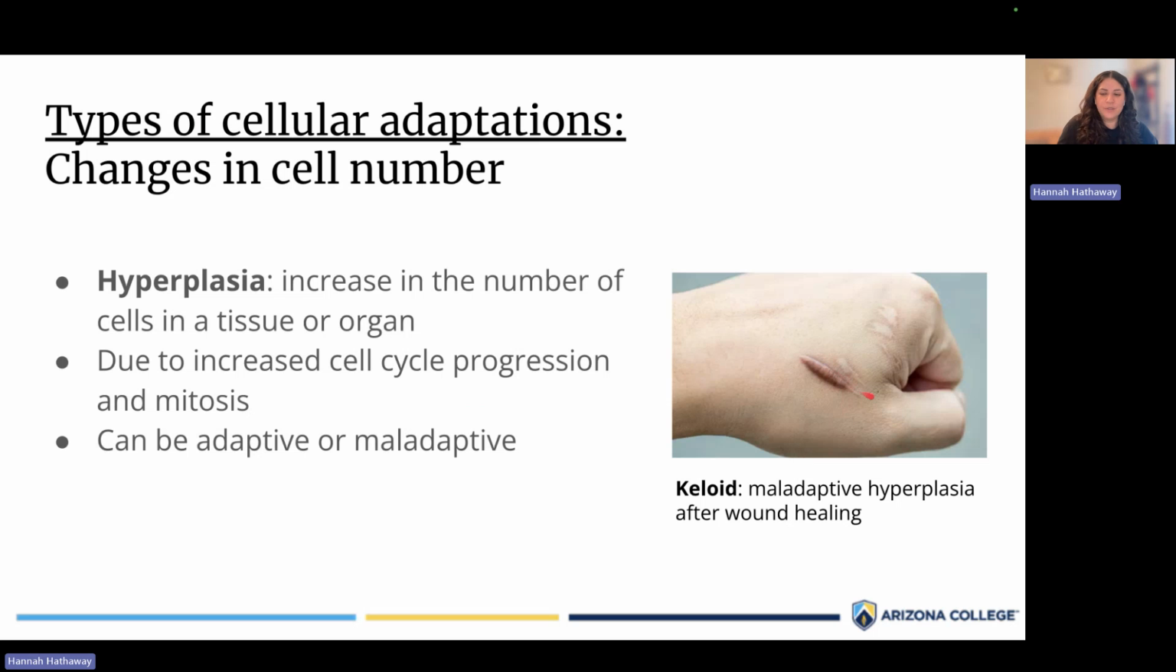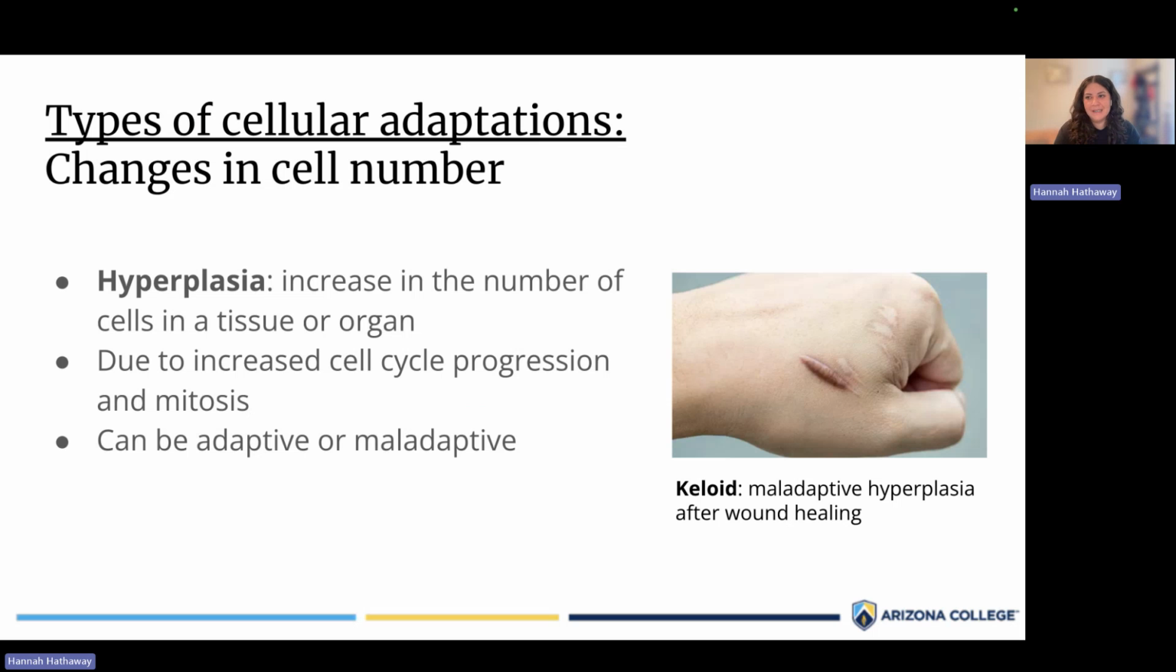A keloid is a sort of big raised scar that appears after a wound has healed. During wound healing, you need those cells to divide and fill in that gap. That would be adaptive, that's normal. But then if those cells keep dividing and they don't stop once the wound is healed and they keep growing, then you'll get this raised scar, which is called a keloid.